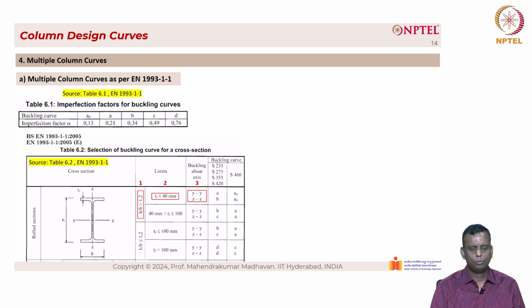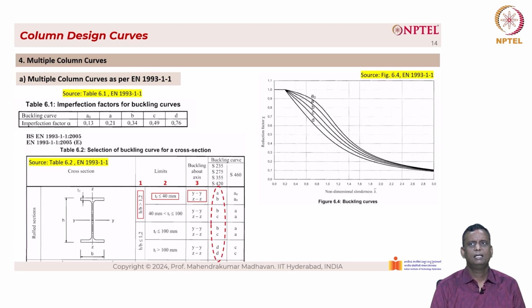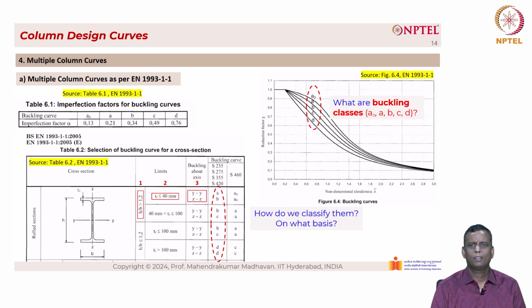And then the third one is the buckling about the axis YY, which is the major axis, and ZZ, which is the minor axis. Having said that, let us look at the buckling curves here, A0, A, B, C and D. Now, what are these buckling classes A0, A, B, C and D? How do we classify them? On what basis? More importantly, is there a rational basis to it?